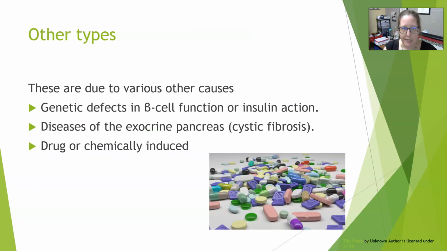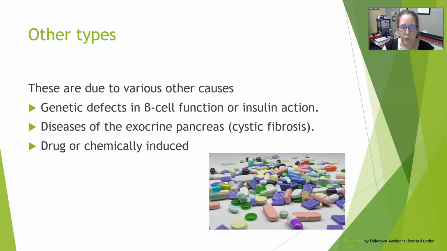Other types of diabetes are due to various other causes, things such as a genetic defect in beta cell function. The beta cells are the ones that produce insulin. There can also be a genetic defect in insulin action. There are also diseases of the exocrine pancreas, such as cystic fibrosis, that can affect the endocrine portion of the pancreas, the insulin secreting and glucagon secreting portion.